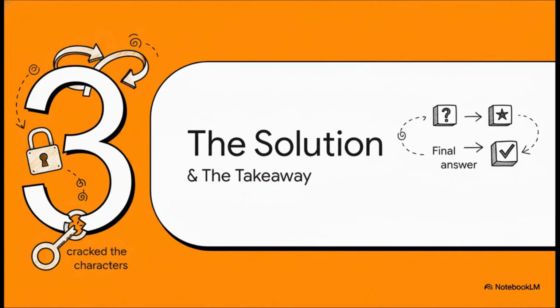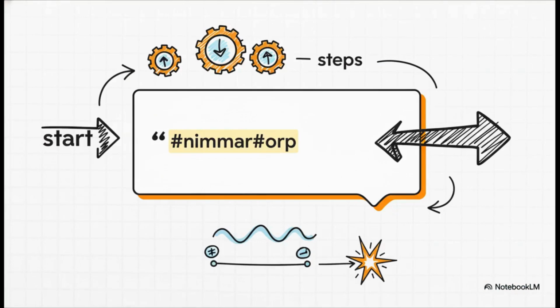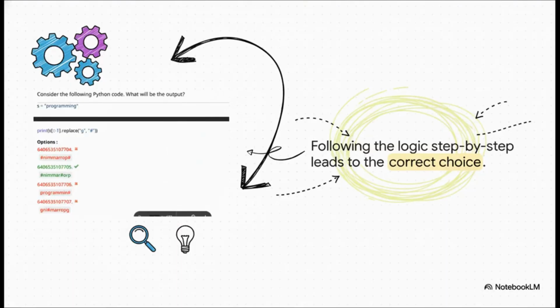By breaking it down and following the steps in the right order, we've cracked the code. We reverse the string, then we replace the characters. Puzzle solved. Which means our final answer, the thing that actually gets printed out, is hashtag GNMR-ORP. It's the logical conclusion when you follow that two-step process. So, if we jump back to our original problem with the four choices, it's crystal clear now, isn't it? We can see with total certainty why this is the correct pick. We just followed the logic, and it led us straight to the right answer.